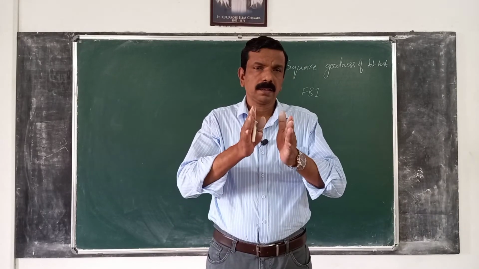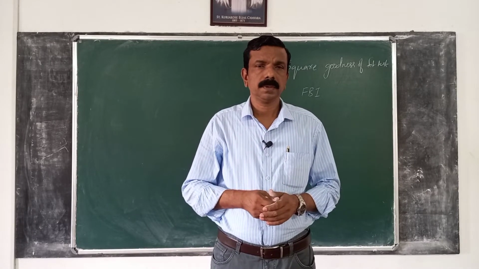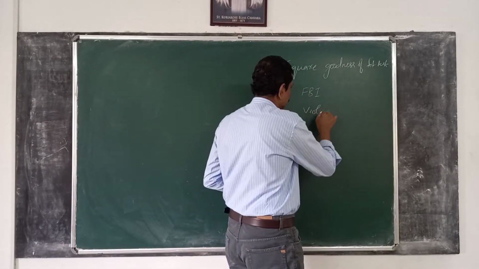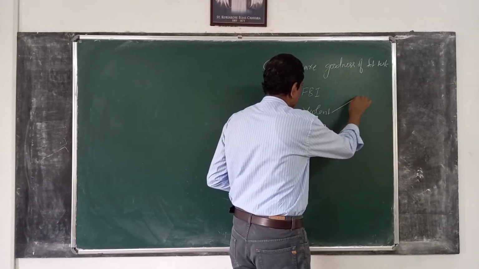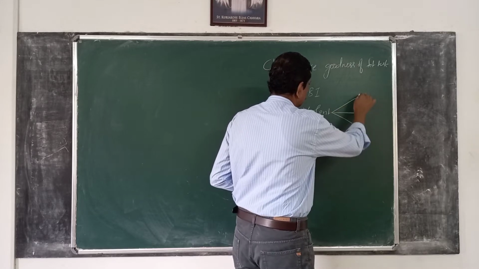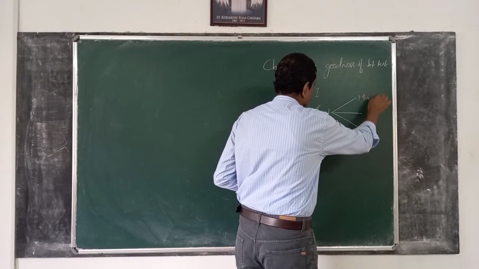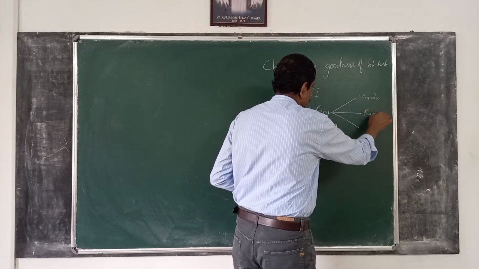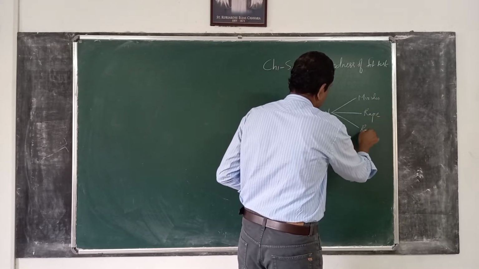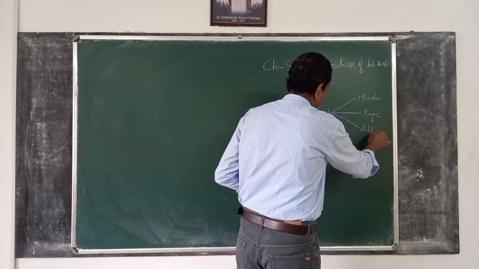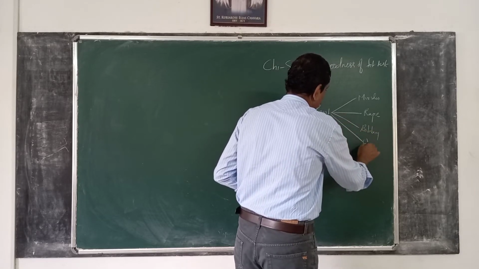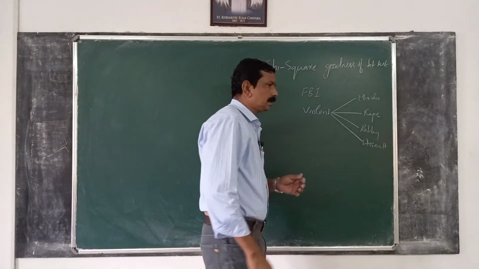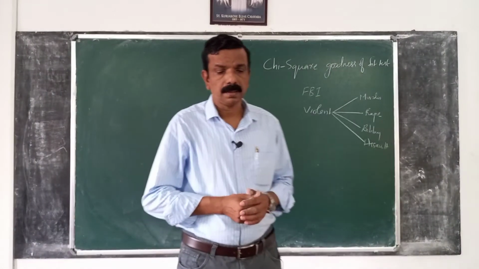A violent crime is classified into murder, rape, robbery, and assault. Murder, rape, robbery, and assault.